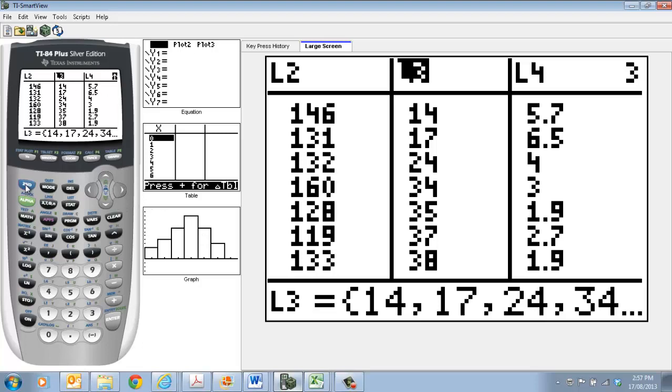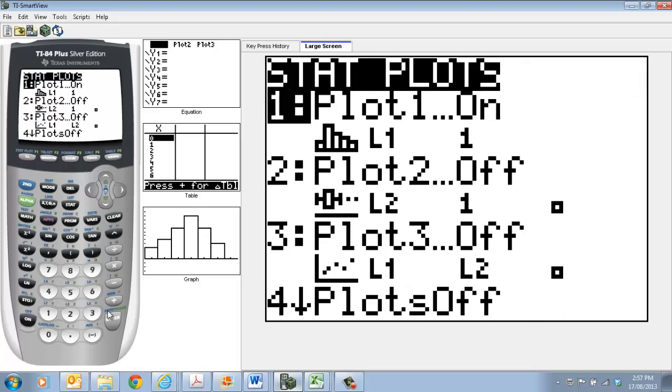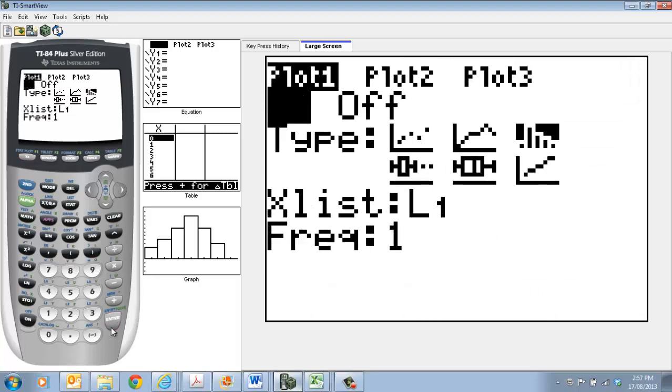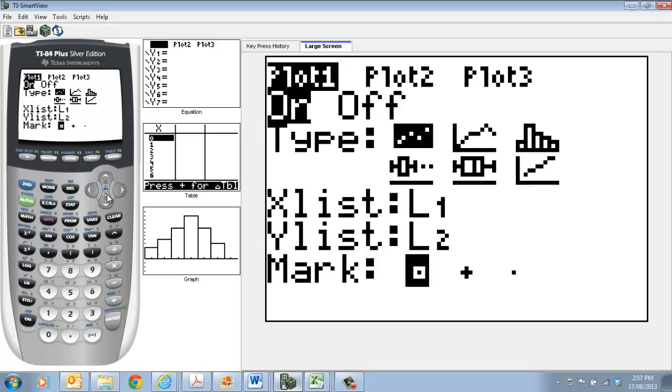Now the next thing we want to do is go to stat plot, and turn that on. We've already got some data in there from before. Now we're going to do a scatter graph, so we come down to this graph here. Instead of using list number 1 and 3, we're going to use list number 3 and list number 4. So we press second function 4, and then we quit out of there.